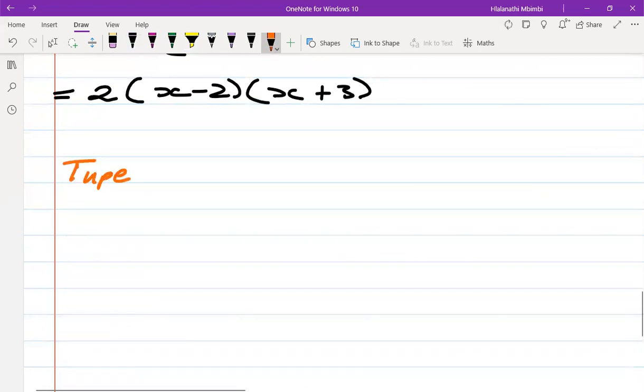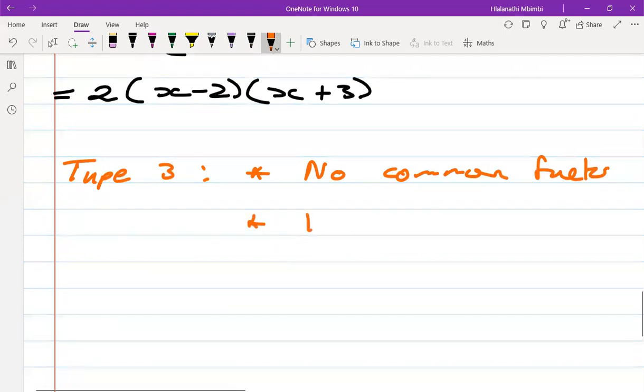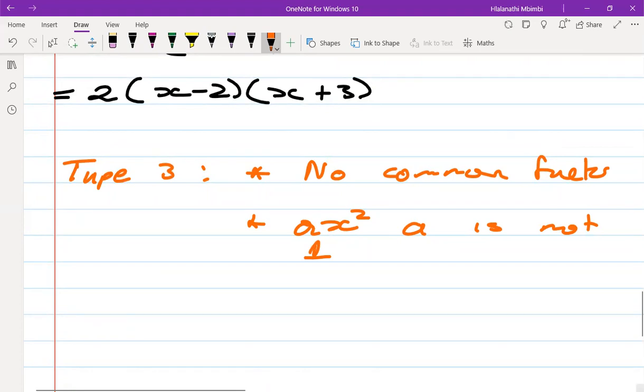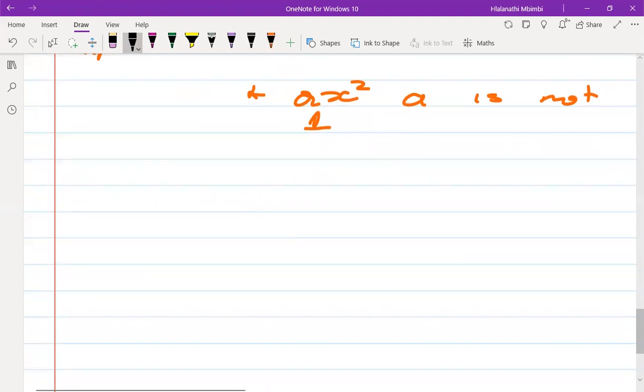So type 3 has no common factor on the actual expression, and the coefficient of x squared is not 1. Let's say a is not 1. So it's not type 1 and it's not type 2. Let's look at it. Let me see what I can give you for that one.